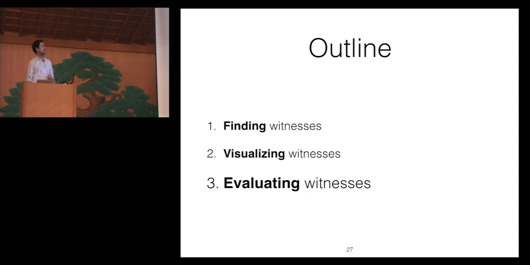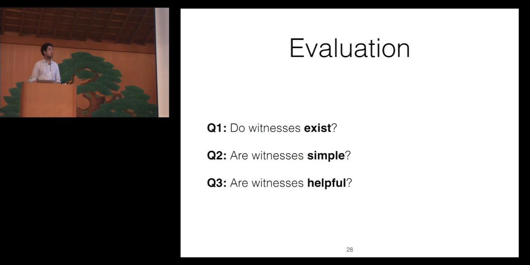Next, let's take a look at how well this technique actually works in practice. For this, we wanted to answer 3 questions. First of all, do these witnesses even exist? We all know that type systems are conservative, so there must be some programs that are ill-typed but don't go wrong. Second of all, are the witnesses simple? And lastly, are the witnesses actually helpful in trying to diagnose and fix these type errors?